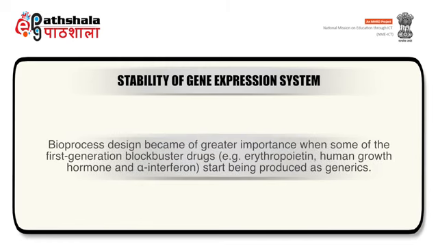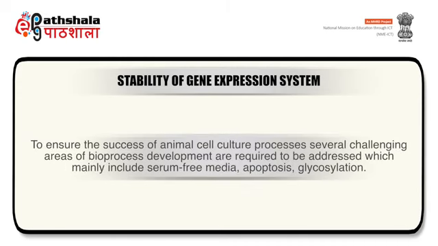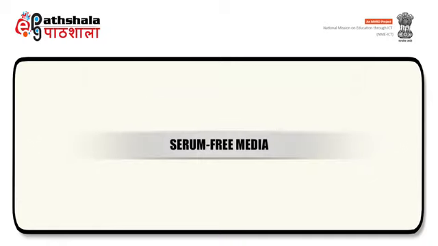Bioprocess design became of greater importance when some of the first generation blockbuster drugs, for example erythropoietin, human growth hormone and alpha interferon, started being produced as generics. To ensure the success of animal cell culture processes, several challenging areas of bioprocess development need to be addressed, which mainly include serum-free media, apoptosis, and glycosylation. So, here we will discuss serum-free media.